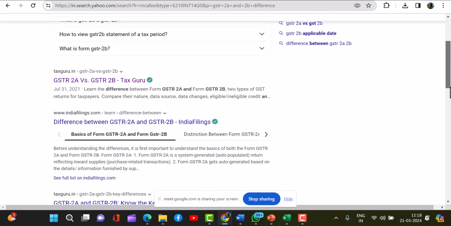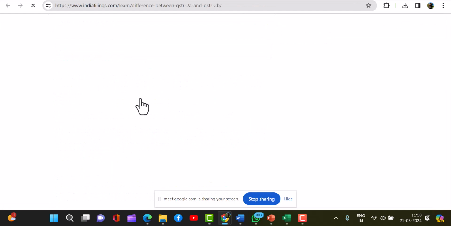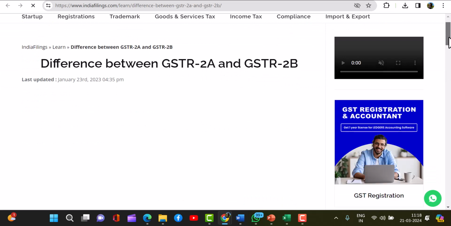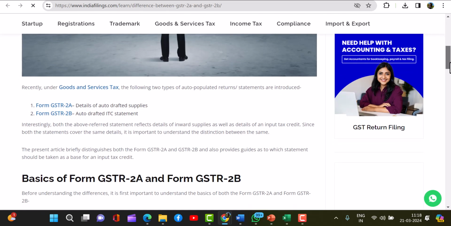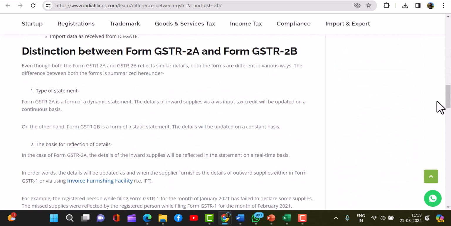Yes, sir. Difference between 2A, 2B. So who asked this question? Sir, me, Kishore. Kishore, can you just read the basic form of GST? Just read.